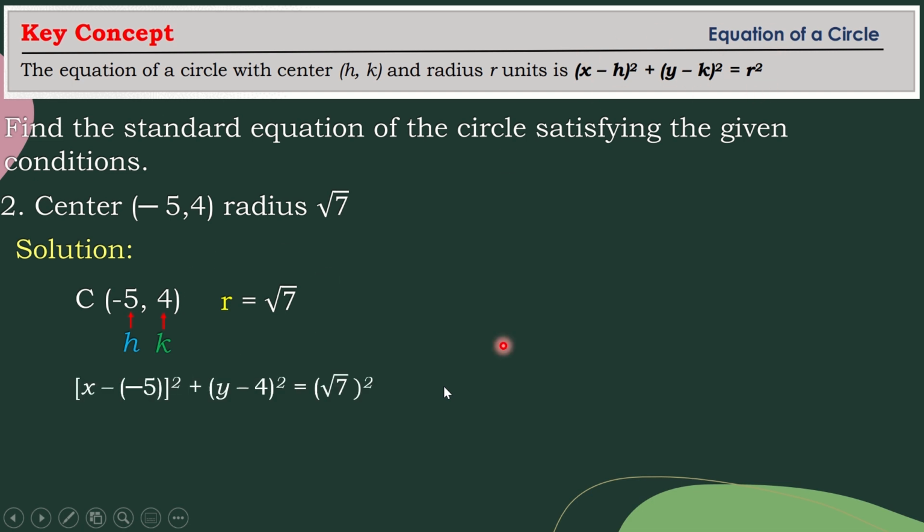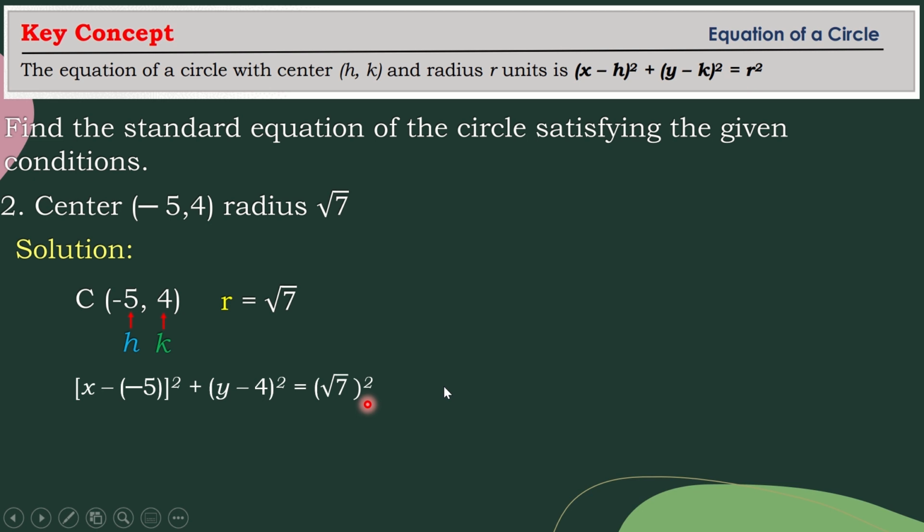That will become the quantity of x minus your h value, which is -5, then squared, plus the quantity of y minus your k value, which is 4, and then squared, equals your r value, which is square root of 7, and then squared.